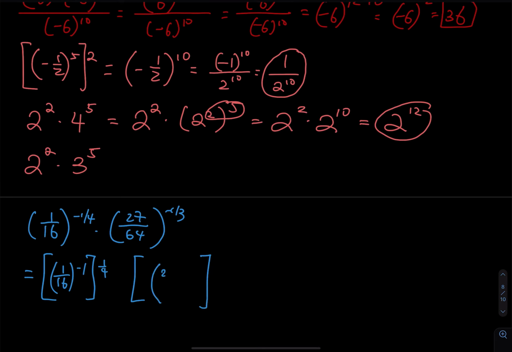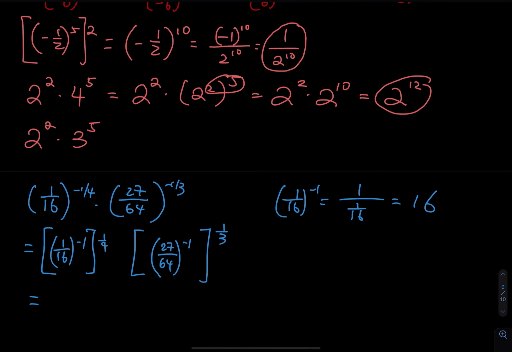And then the second one, something similar. Take care of the negative 1 first. 27/64. So this is a negative 1, and then keep the 1/3 outside. All right, so 1 over 16, and then you raise that to the negative 1, right? That means 1 divided by 1 over 16, and then you take the reciprocal of the denominator, then you get a 16. So this is a 16, and then you raise that to the 1 over 4th power. And then same thing for the second parenthesis, take the reciprocal, and then you raise that to the 1/3 power.